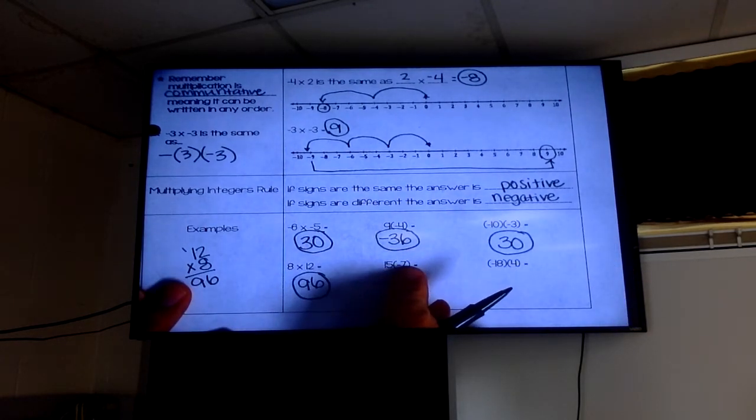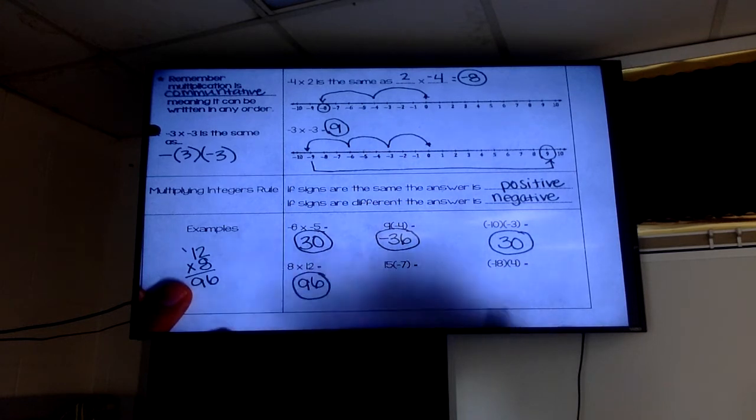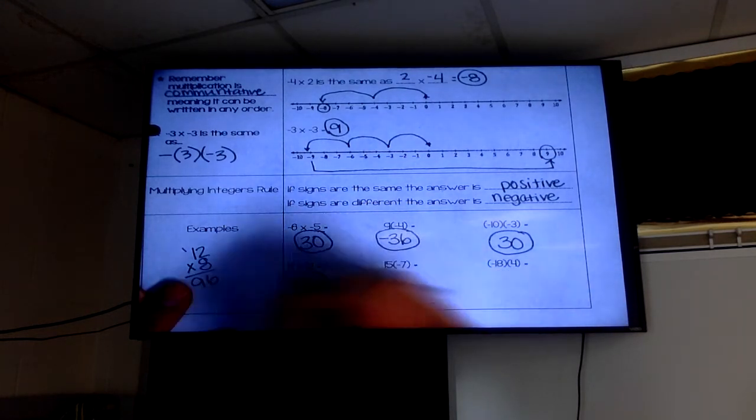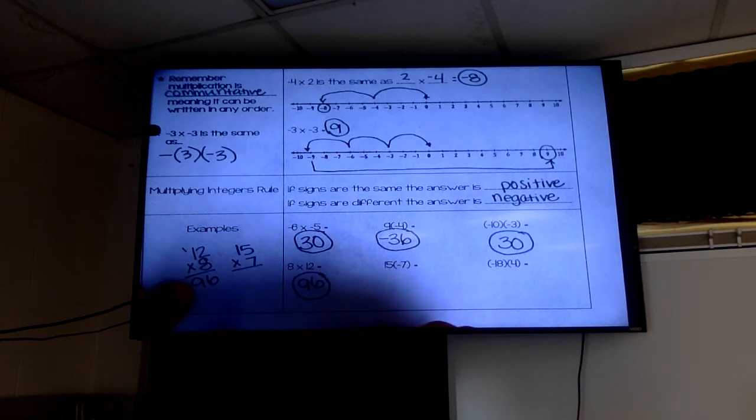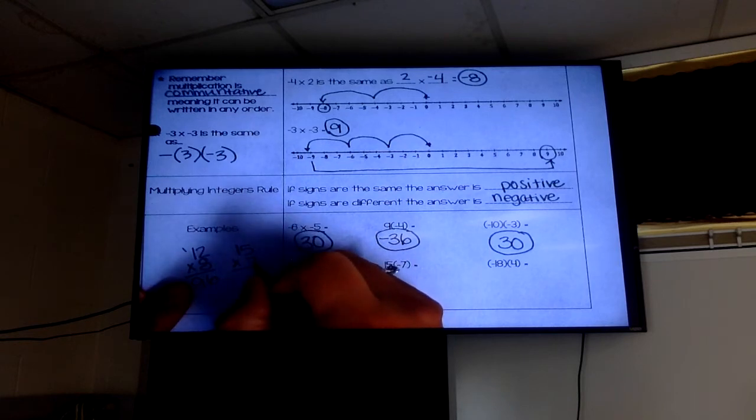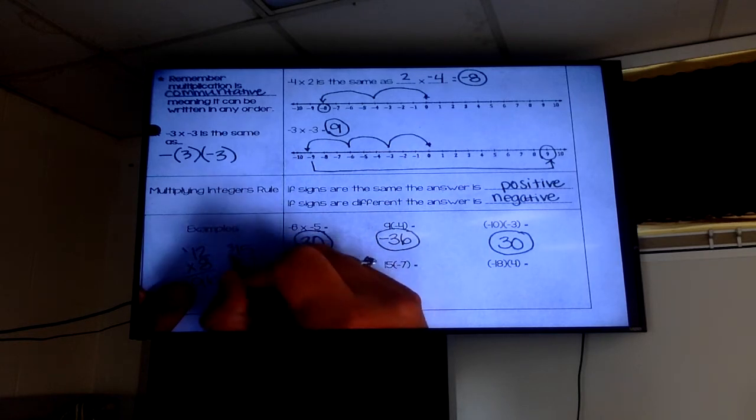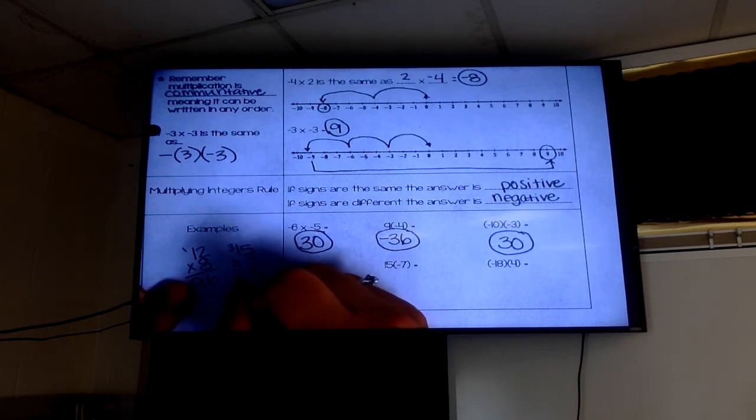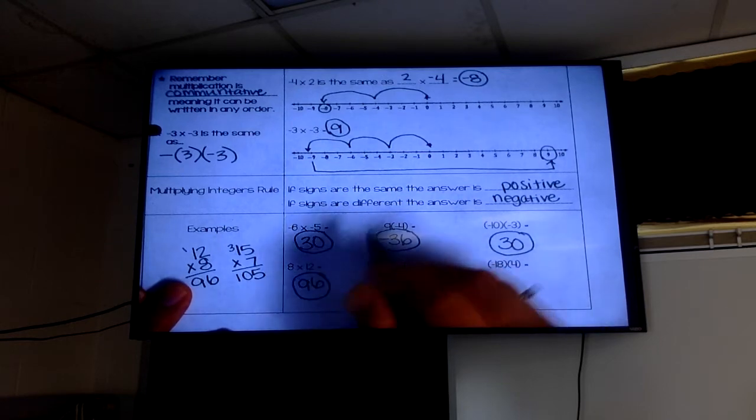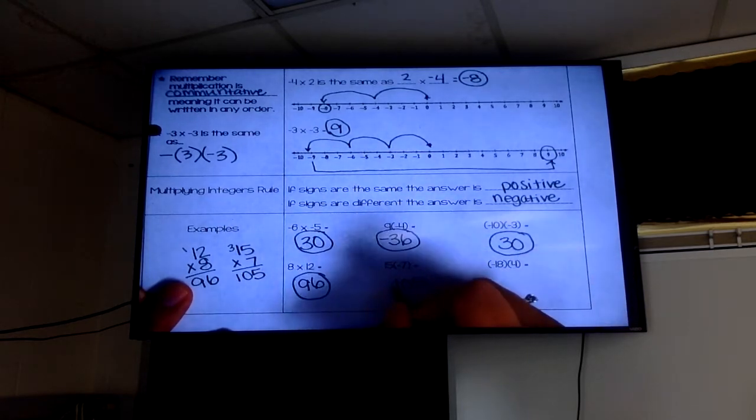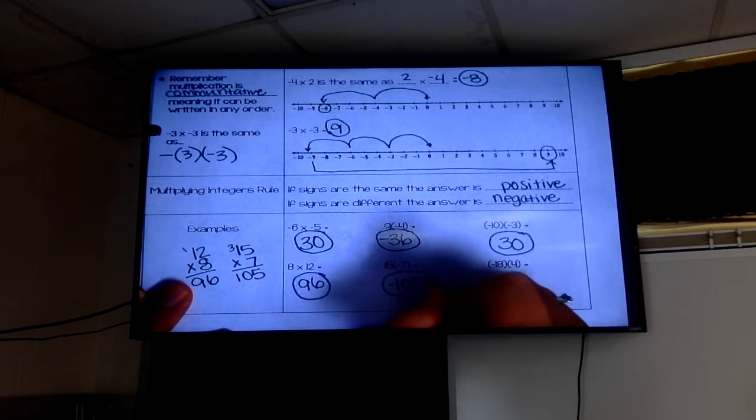Okay, here, 15 times negative 7. So I need to do 15 times 7. Well, that's not one I know off the top of my head, so I'm going to write it down over here. Or I could count by 15s and maybe I could figure it out. So 7 times 5 is 35. 7 times 1 is 7, plus 3 is 10. So I know it's 105. My signs are different. Different is negative. My answer is negative 105.